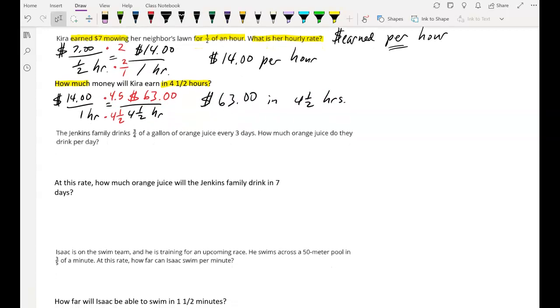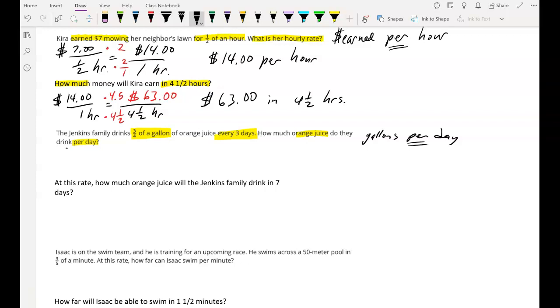The Jenkins family drinks 3/4 of a gallon of orange juice every 3 days. So 3/4 of a gallon every 3 days. How much orange juice do they drink per day? So orange juice per day. Make sure you're writing down everything that gets highlighted. So juice per day, gallons per day. Gallons per day. Make sure that division line gets there.